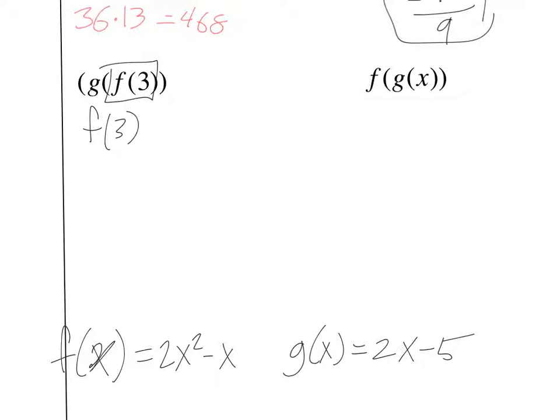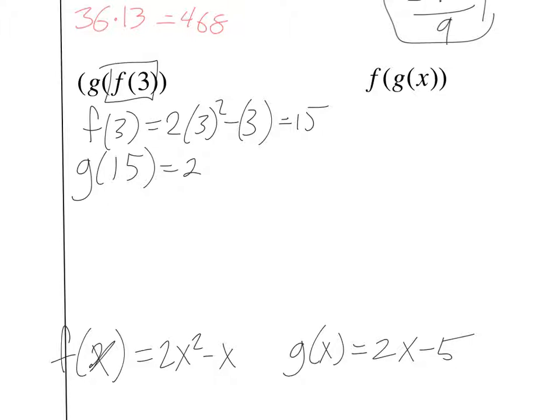So f of 3 is going to be 2 times 3 squared minus 3. 3 squared is 9, so 18 minus 3 is 15. So f of 3 is 15. I'm going to plug that into g. So g of 15 is 2 times 15 minus 5. 15 minus 5 is going to be 10. 2 times 10 is going to be 20.